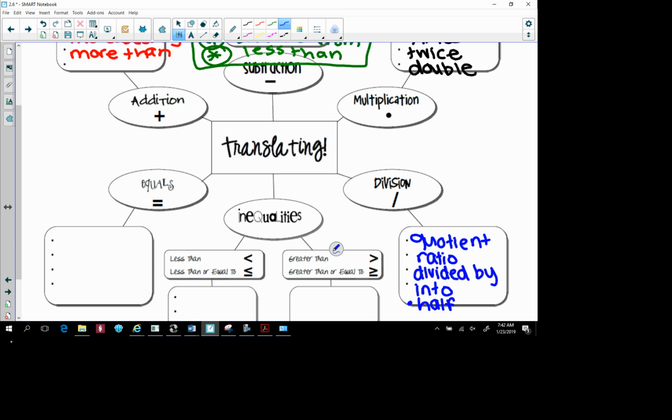The last two, the inequalities, we're doing next period. Last one's equals. So things that mean equals could be is or are, total, result, solution. They all mean equals. The last two will come back to in a little bit.